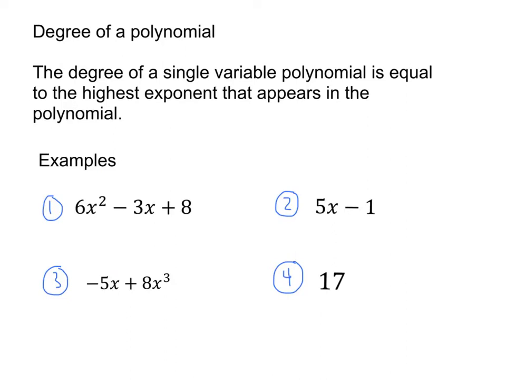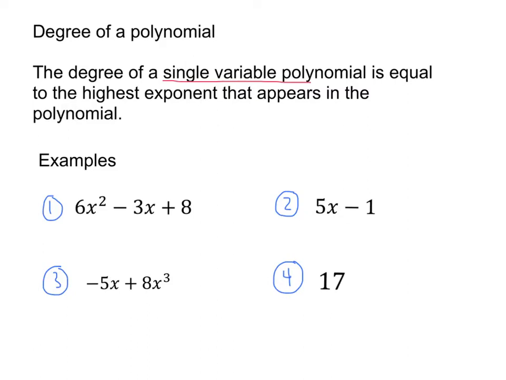And one thing I want to point out is that the definition I'm using only applies when we have a single variable in our polynomial. So if there's multiple variables, this doesn't apply. But we're not really going to spend too much time on a multivariable polynomial, so I'm not really going to get into that right now. Okay? But to find the degree, it's basically that it's equal to the highest exponent that appears in our polynomial.